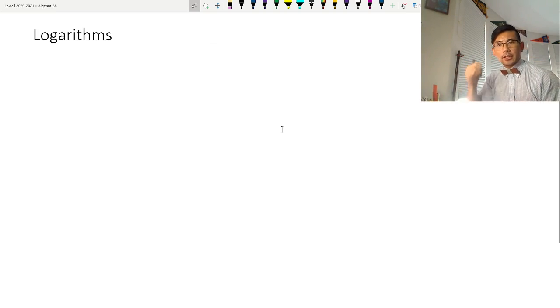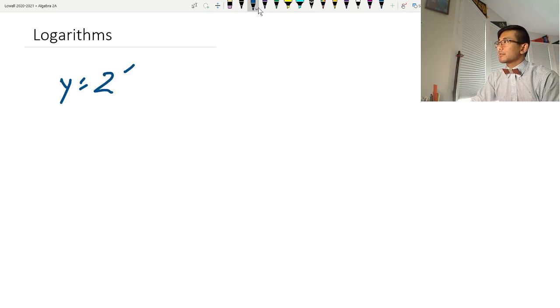Okay, so the idea of the logarithm is that it's our answer to finding the inverse of an exponential function. So let's create some random exponential function. We'll say y equals 2 to the x. The way I like to think about this is, you know at this point that I like to draw pictures and utilize function machines, so here's our function machine, y equals 2 to the x.